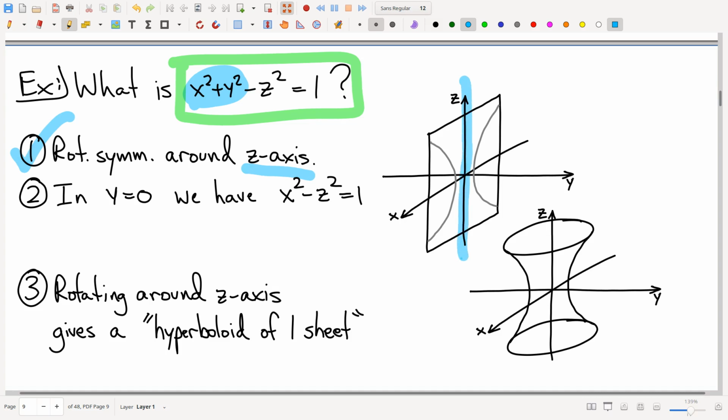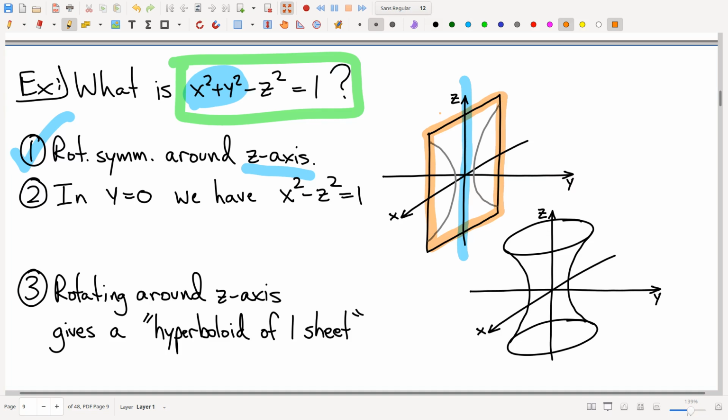Pick your favorite plane containing the z-axis. It doesn't matter. Any plane you like. Things work out better if you pick a coordinate plane, but if you want to make life difficult for yourself, you could take some angled plane through the z-axis. It doesn't matter, right? Just to mix it up here, I'm choosing the xz plane this time.